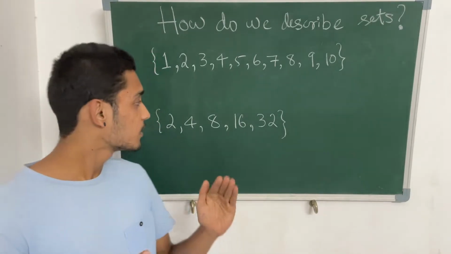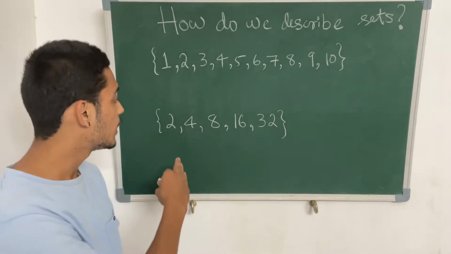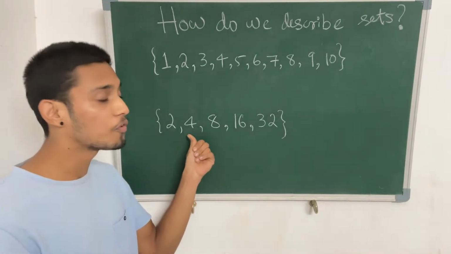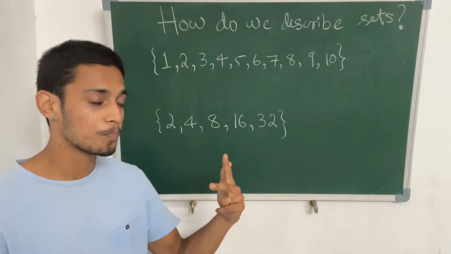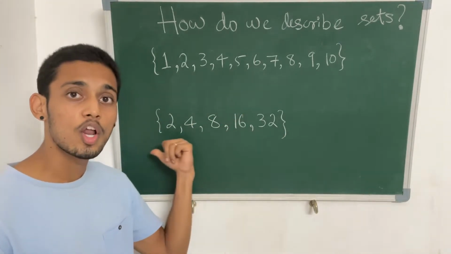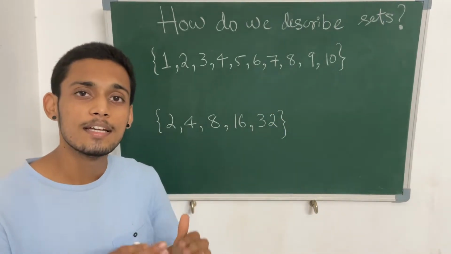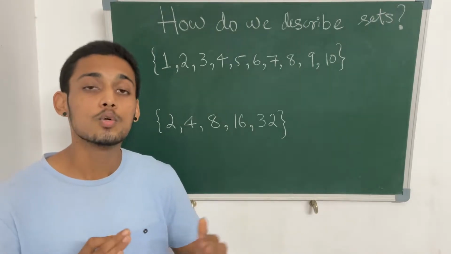In the same way, if you have this set, a pattern is clearly visible. You have 2 and then you have 4, which is the second power of 2. Then you have 8, which is the third power of 2, and so on. So these are all powers of 2. So these two sets can easily be converted into something much simpler to write.